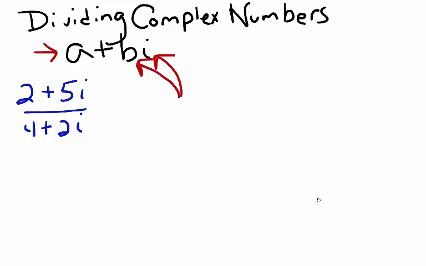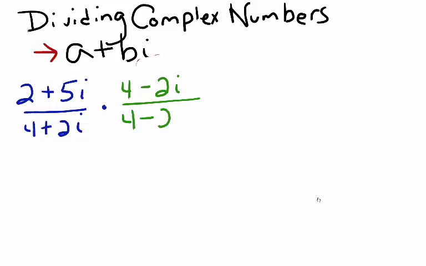The way to do that is to multiply the fraction that we're given by the conjugate of our denominator. We multiply the numerator and the denominator by the conjugate of the denominator in our fraction. So that's 4 minus 2i divided by 4 minus 2i.